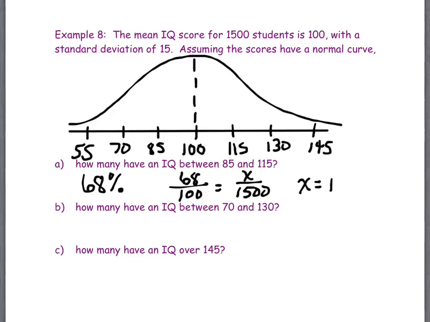Okay, and is it a whole number? Yep. Okay. So like this? Yes. Excellent. So roughly 1,000, specifically 1,020 students' scores lie between 85 and 115. So far so good? Okay. How about between 70 and 130?